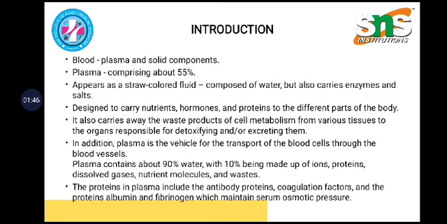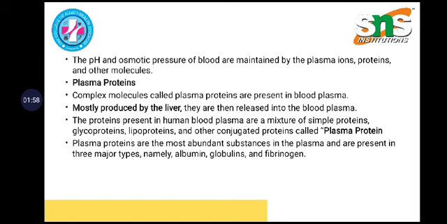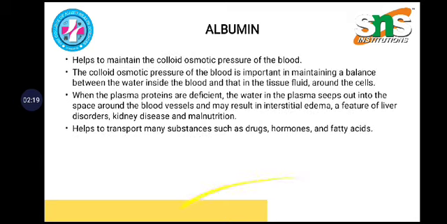And the proteins in plasma include antibody proteins, coagulation factors, and mainly albumin and fibrinogen, which also maintain the osmotic pressure. These osmotic pressures are maintained by the plasma ions and plasma proteins. Plasma proteins are complex molecules present in blood plasma, generally produced by the liver and released into the bloodstream. The major types of plasma proteins are albumin, globulins and fibrinogen.